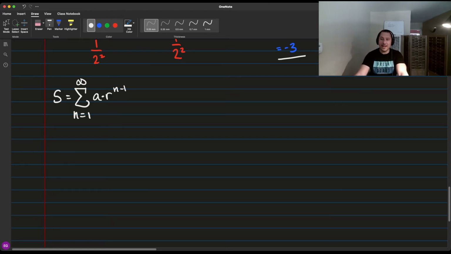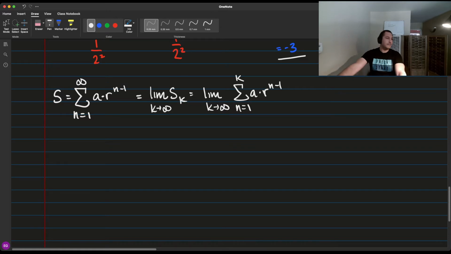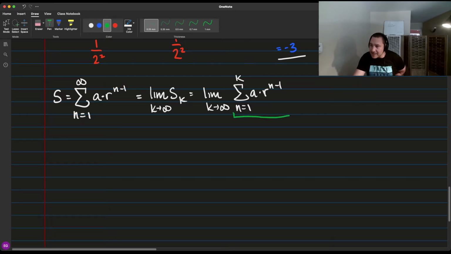Okay, and we have said that the infinite series is equal to the limit of the partial series, correct? Which is the limit as k goes to infinity of the sum n equals 1 to k of a times r to the n minus 1. So what we need to do is find a formula for this sum. We need to find a formula for s_k.